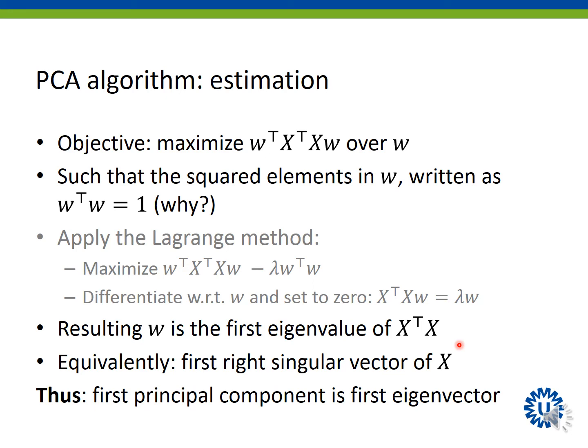Or equivalently, and that's computationally actually more attractive, we can say that the resulting w, the maximizer of the variance, is the first right singular vector of x. Right? So the first eigenvector of x transpose x, or the first right singular vector of x. So this means that basically the first principal component, when you apply PCA to x, is the first eigenvector of x transpose x, or the first right singular vector of x.